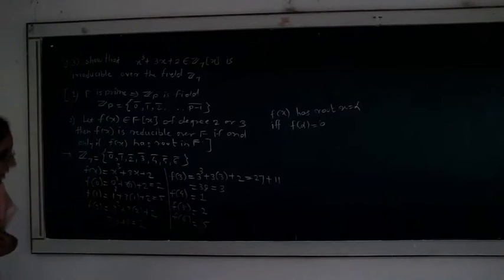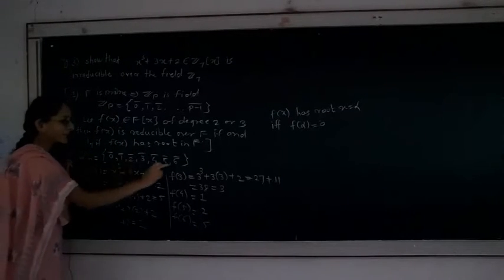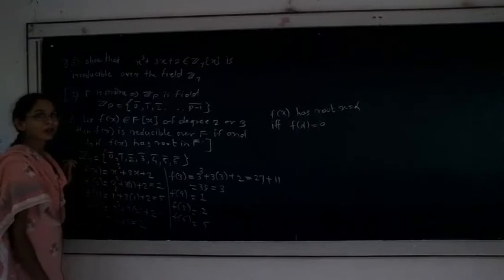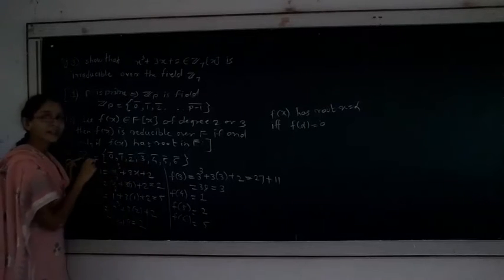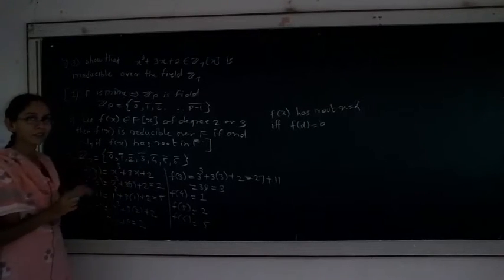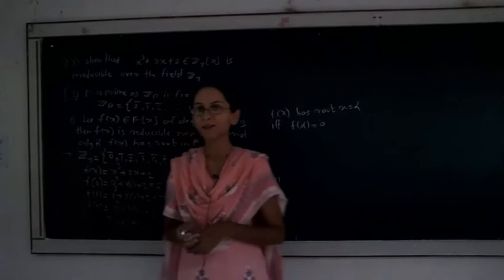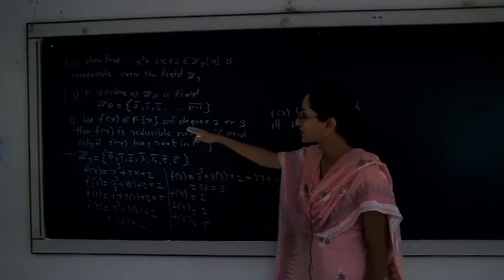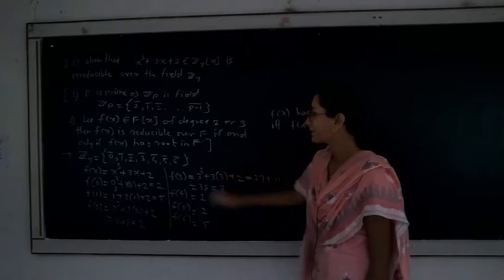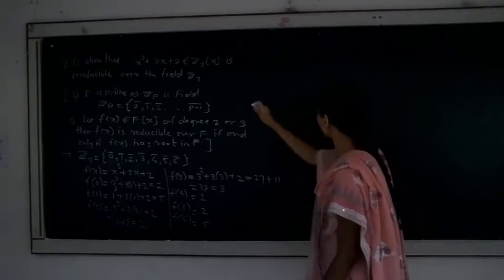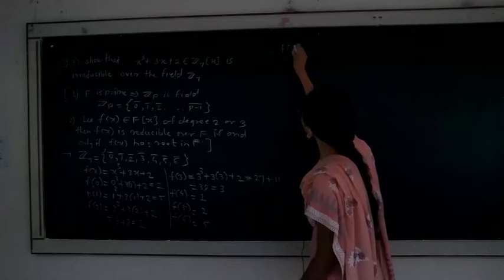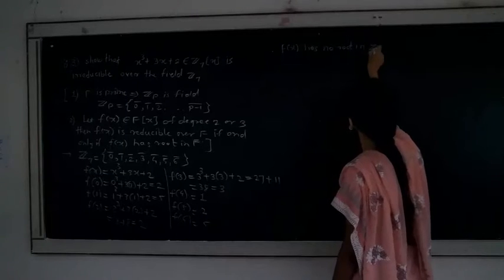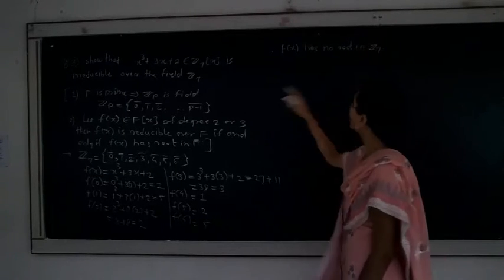You can see that none of the elements of Z7 satisfies the equation f(x) equal to 0. None of the elements of the field Z7 satisfies the equation f(x) equal to 0. Therefore, in Z7, f(x) does not have a root. f(x) is irreducible in Z7. Therefore f(x) has no root in the field Z7, which is the given field.